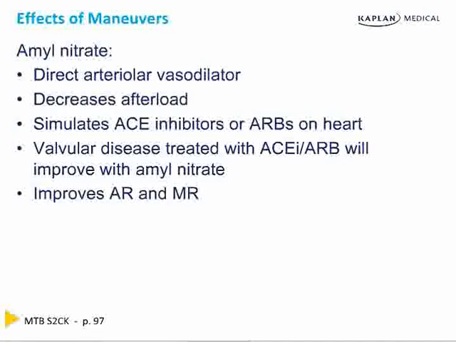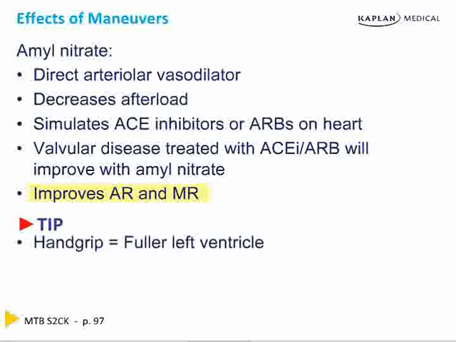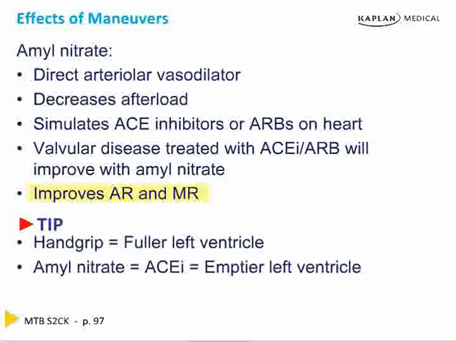get better with amyl nitrate, and therefore, since aortic regurgitation and mitral regurgitation get better with ACE inhibitors to increase the forward flow of the blood, amyl nitrate will improve them, and that is why amyl nitrate will worsen mitral valve prolapse and hypertrophic obstructive cardiomyopathy. It will do the opposite. Hand grip is a fuller left ventricle. Amyl nitrate, like an ACE inhibitor, is an emptier left ventricle.